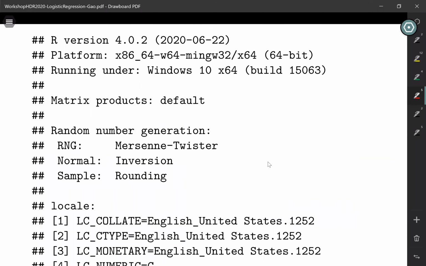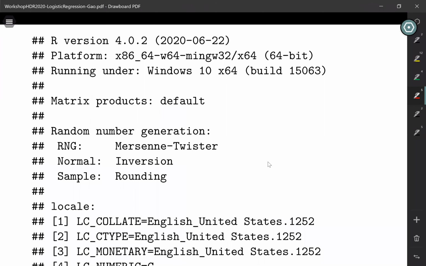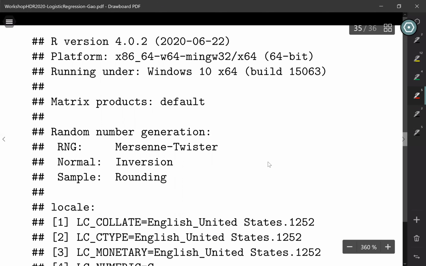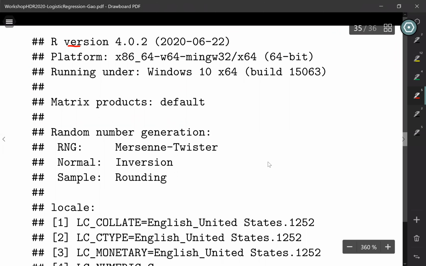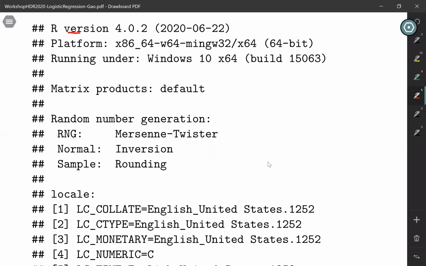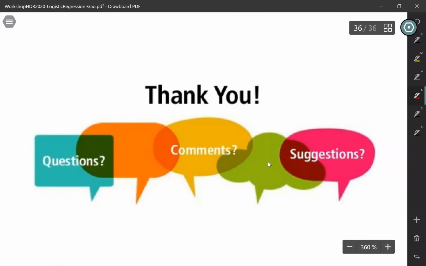If you want to know what version I'm using, so that you can replay this data and repeat my code, you have to make sure we have the same version. Otherwise, due to randomization, the result may be slightly different. Okay, that's all for my presentation. Thank you all for attending this meeting. I'm happy to take any questions if you have any.